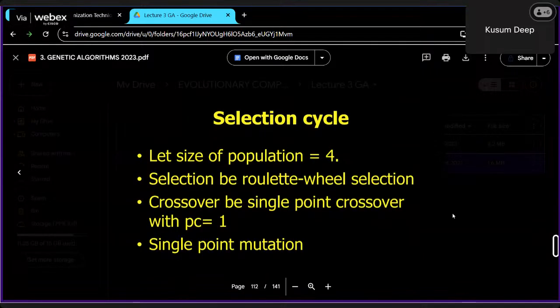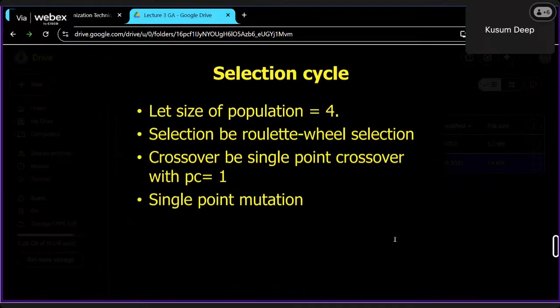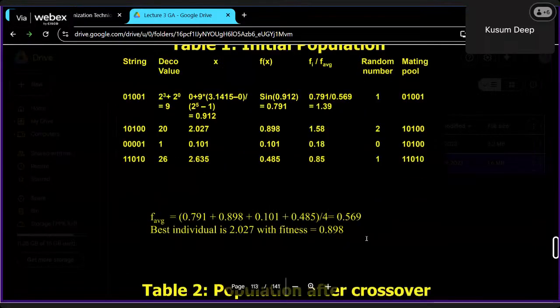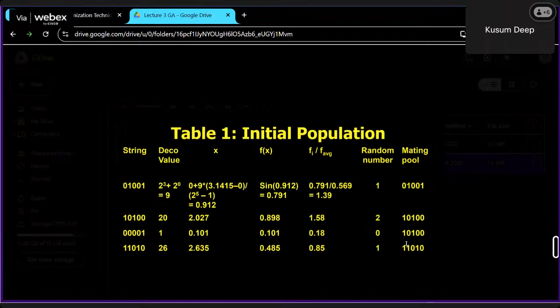So let us assume that we have a population of size 4, and we use the roulette wheel selection, and we use single point crossover and a single point mutation. So that's the table that we have.